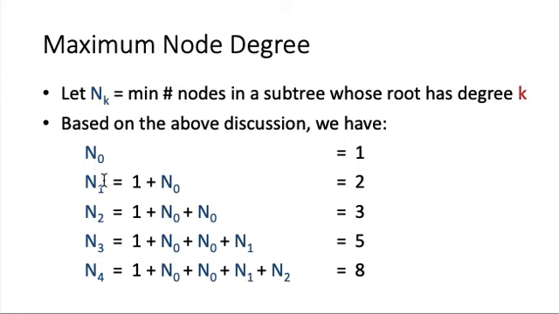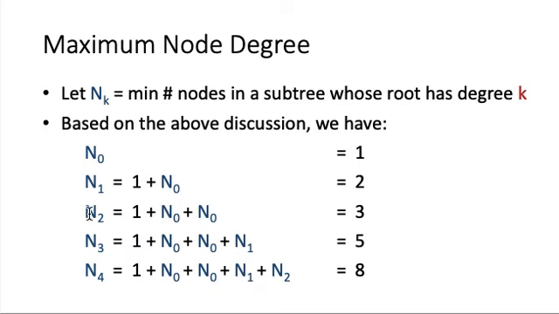Now n1 is the case where the root node has degree 1. So the root node may be connected to a node that is also a single node. So in that case, n1, the smallest possible case, could be equal to 1 plus n0. So the root node 1 here plus it is joining to an n0, because the child of the root could have degree 0. In that case, it is equal to 2 for the minimum case.